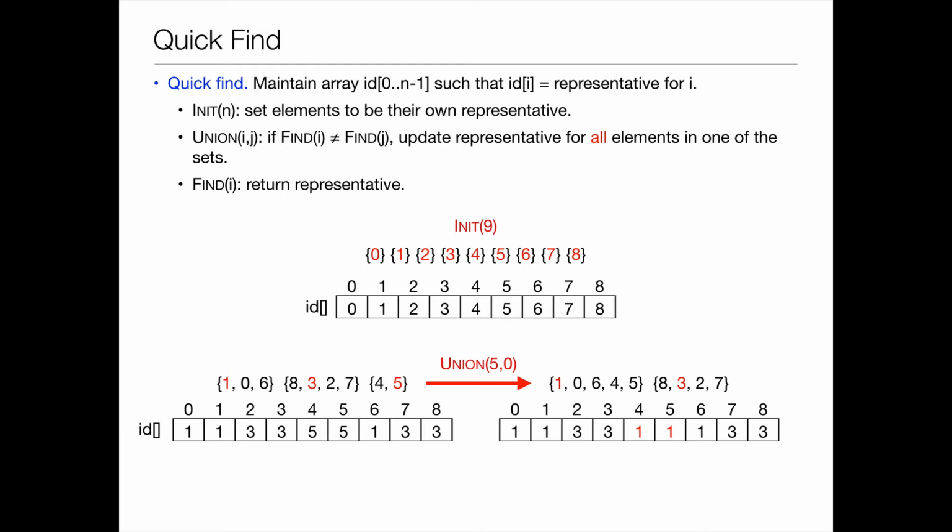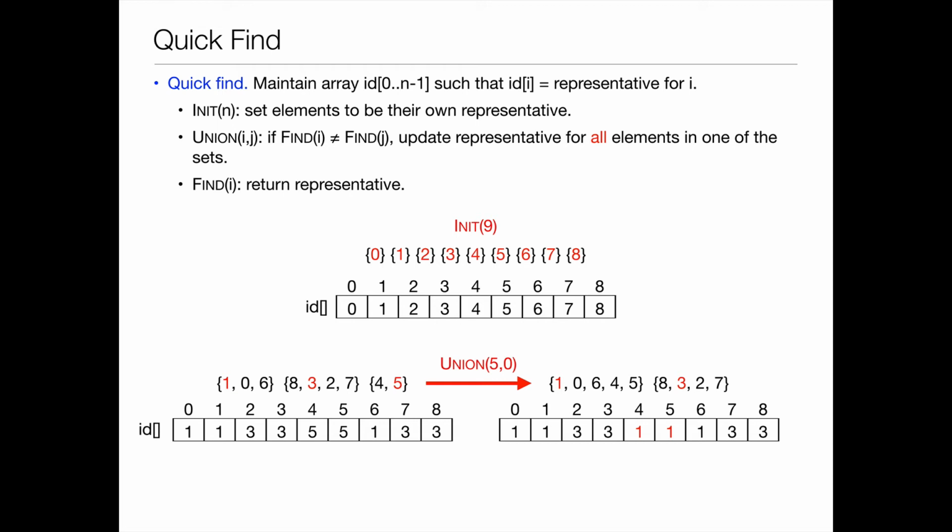So for instance, if we look at this configuration down here of 3 sets, we have that the first set has representative 1, and we mark that in the ID array by saying that element 1 has representative 1, element 0 has representative 1, and element 6 has representative 1. Similarly, for this set here, the representative is 3, so 8 should have representative 3, 2 has representative 3, and so on.